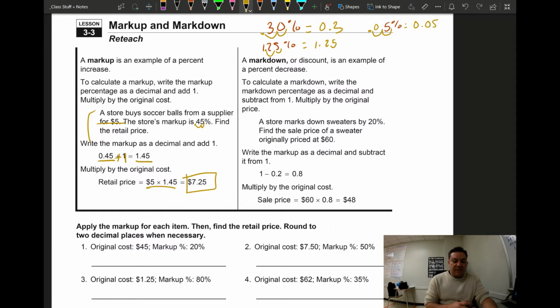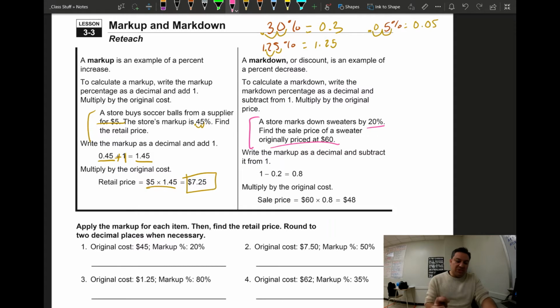So they're gonna make a $2.25 profit, okay? Now markdown, on the other hand, is right here. They're gonna do a discount. They're gonna discount sweaters by 20%, originally priced at $60. The original price is the retail price.